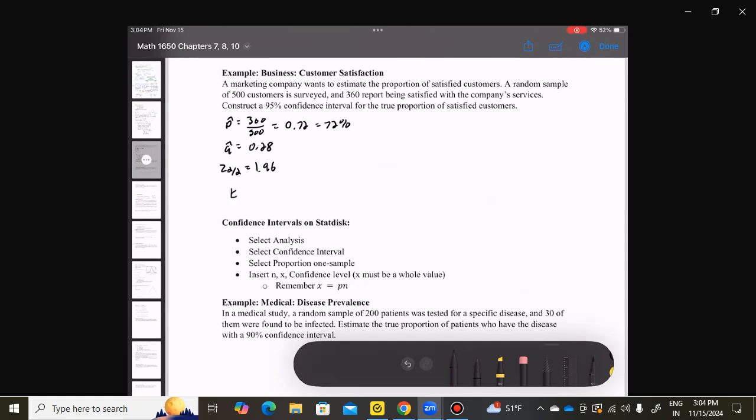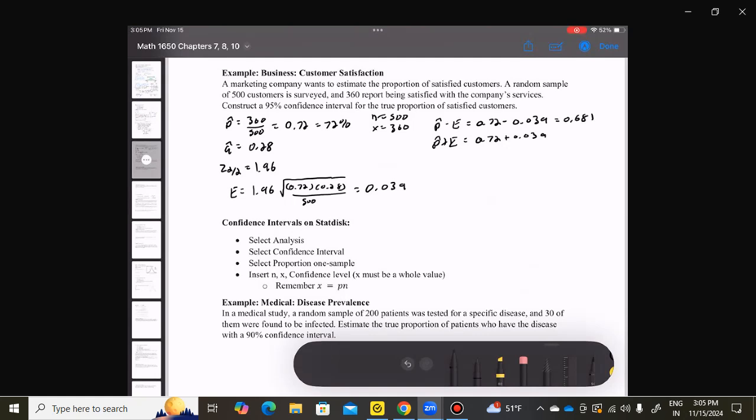Now we want to evaluate the margin of error. So we have 1.96 times the square root of our p hat times our q hat over our n, which n is 500. X was 360. And that value comes out to be 0.039. Right, so our p hat minus e is 0.72 minus 0.039, and our p hat plus e is 0.72 plus 0.039. So we get 0.681 and 0.759.